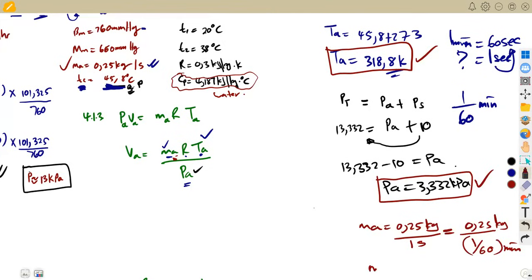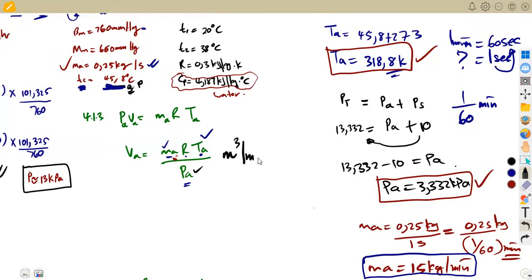We're going to have the mass of air, which is 0.25 divided by 1/60, or 0.25 times 60. We are going to obtain 15 kilograms per minute. It's now per minute. So if we use this mass here in kilograms per minute, it means we are going to obtain our volume in cubic meters per minute. That's what I'm trying to say there.